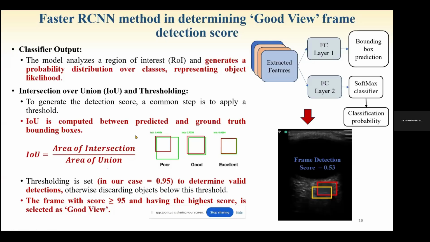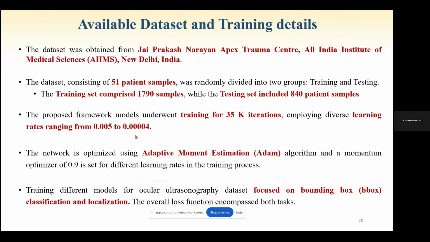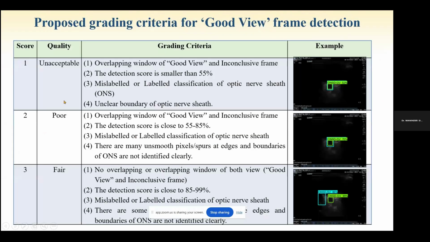Moreover, with this, we also proposed this grading criteria, where we have overlapping windows, and if the detection score is less than 55%, then it is unacceptable. Also, labels which are not well classified, or boundaries which are not clear. You can see here there are five cases for quality. The first is unacceptable. If the detection score is 55 to 85%, then it is considered poor.